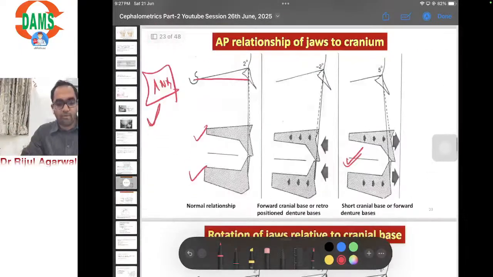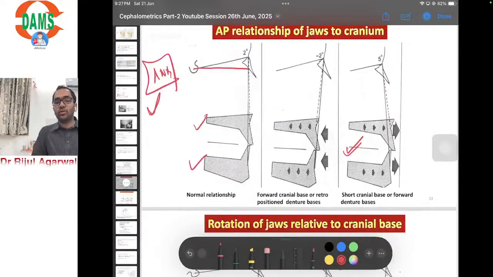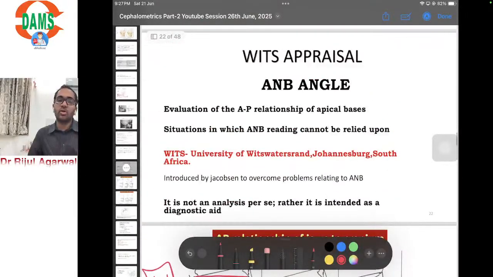Similarly, because of the position of the jaws with respect to the cranium, if the jaw bases are retropositioned related to the cranium, the nasion is in a forward position. So what will happen? The A and B value will decrease, and supposedly if both the jaw bases are forwardly positioned, the A and B value will increase. So again a class 1 case can be diagnosed as class 2 or class 3, which is an incorrect diagnosis. Hence, this appraisal, which is not an analysis, it's the Wits appraisal.